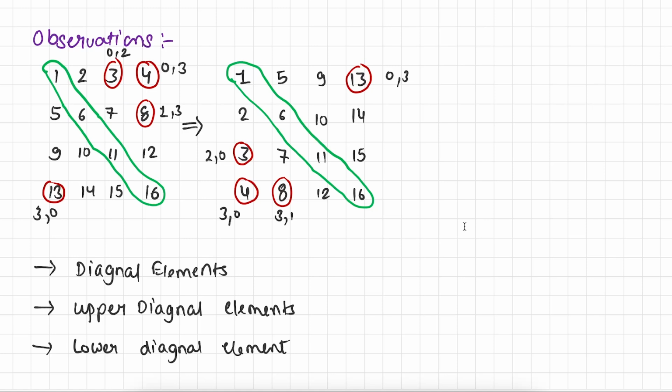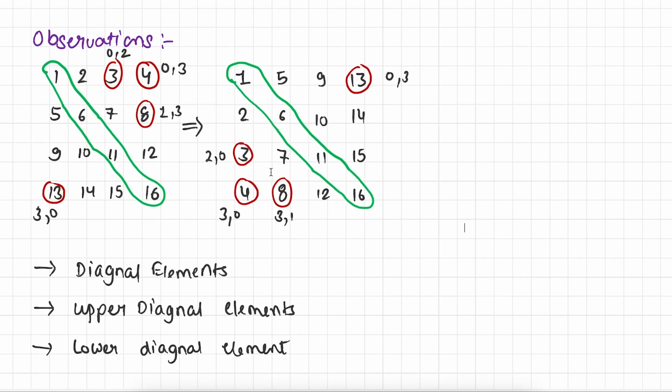Now if you look at this matrix carefully, you will see that in both matrices, the diagonal elements remain exactly the same. There is no change at all in diagonal elements, isn't it? Now talking about the upper diagonal elements. In this matrix, the upper diagonal elements are 2, 3, 4, 7, 8 and 12.